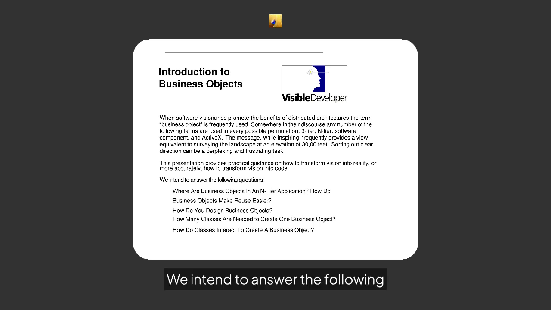We intend to answer the following questions. Where are business objects in an N-tier application? How do business objects make reuse easier? How do you design business objects? How many classes are needed to create one business object? How do classes interact to create a business object?